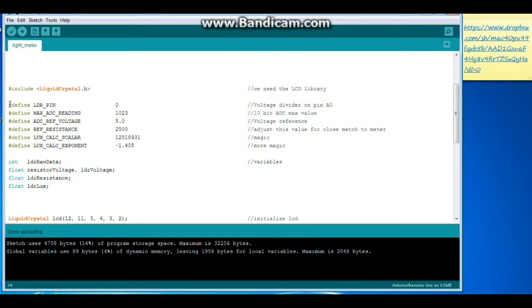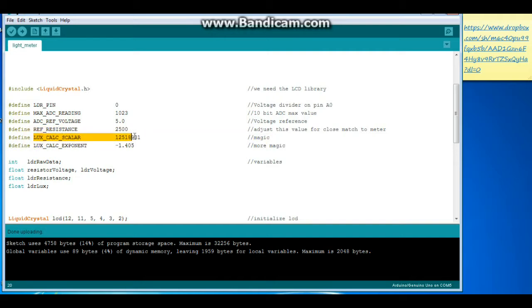Then we have our defines, LDR pin 0. The max ADC reading, since this is the 10-bit ADC, analog to digital converter, at 5 volts it's going to read 1023. Then our voltage reference is 5 volts. Our resistance reference in this case is 2500. You're going to have to play with that value to get it to read the right amount by using a light meter to calibrate your light meter. That's what calibration is all about.